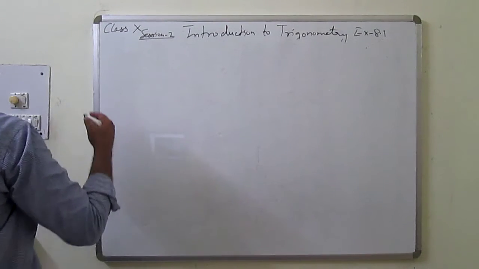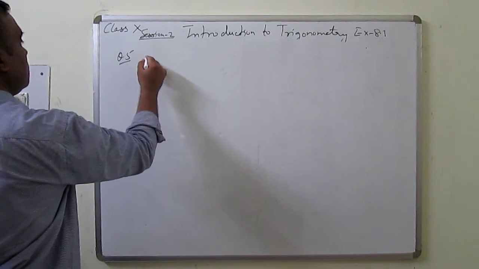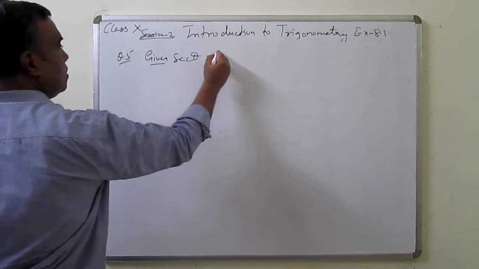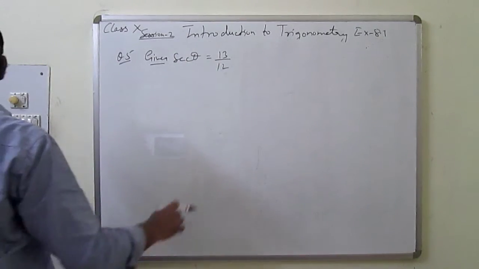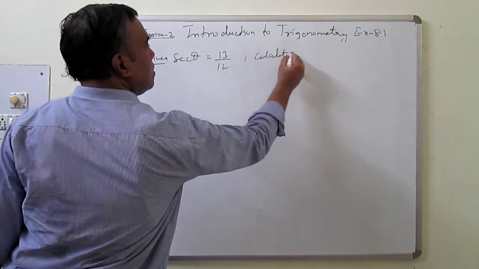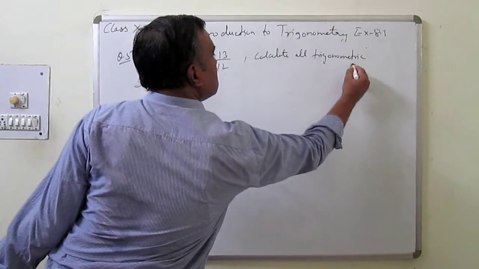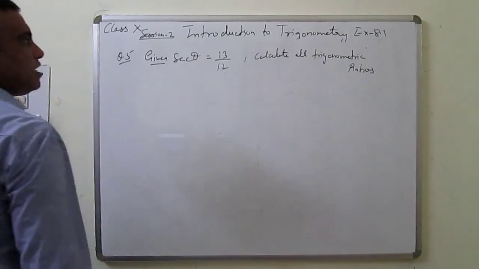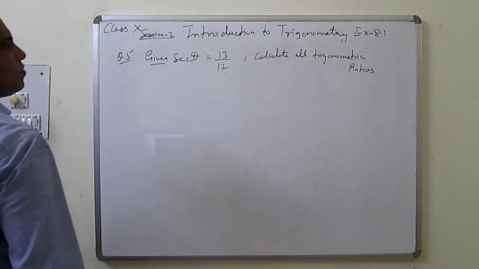Question 5. Same of this type. It is given to you. Sec theta is equal to 13 upon 12. Here theta is given to you, angle, and calculate all trigonometric ratios. All trigonometric कितने होते हैं? 6 होते हैं. One is this, rest sin, cos, tan, cot, cosec. We have to calculate it.